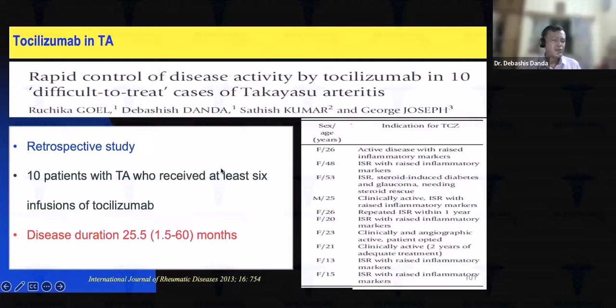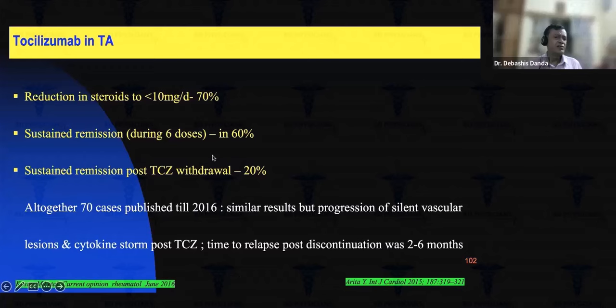So we are the first ones to actually use tocilizumab in Takayasu arteritis with a very good result. And tocilizumab actually helps in reducing the steroid dose very fast. Although it is a short-lasting benefit, if you stop, most patients relapse unless you have them on a second-line agent.